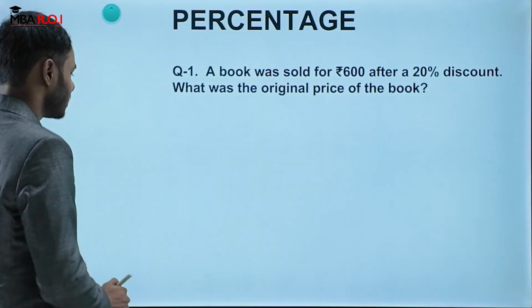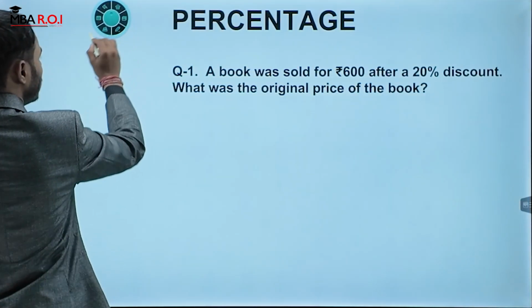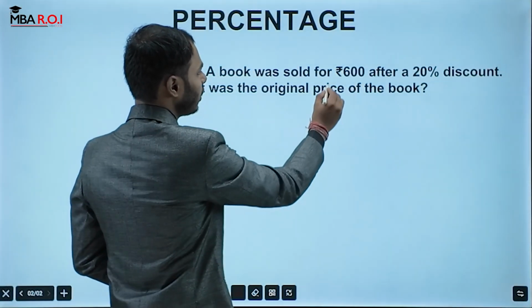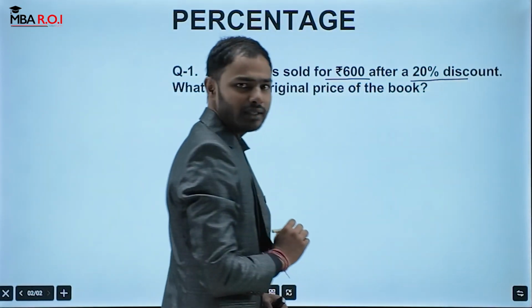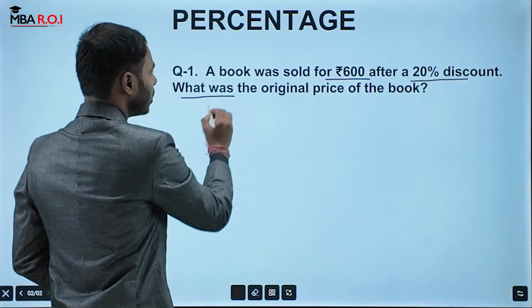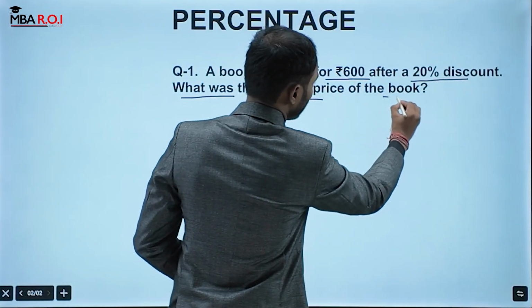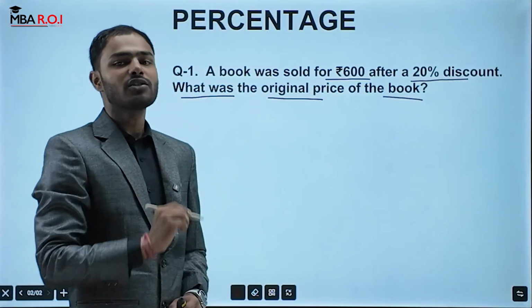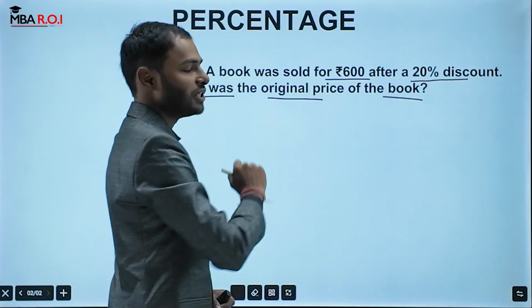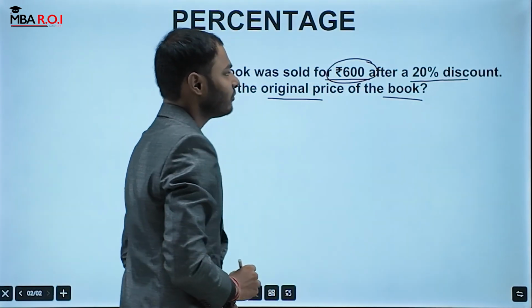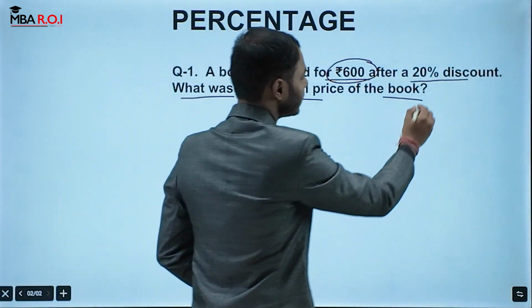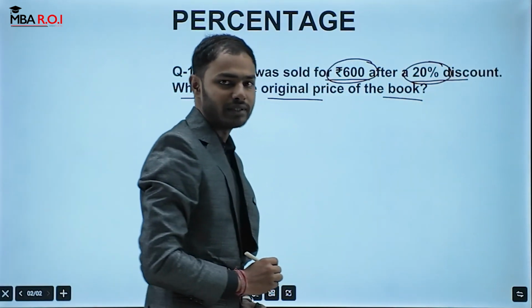So the first question is that a book was sold for rupees 600 after a 20% discount. What was the original price of the book? So in this question, we need to find the original price, and the given data is that the final price is 600 after a discount of 20%.